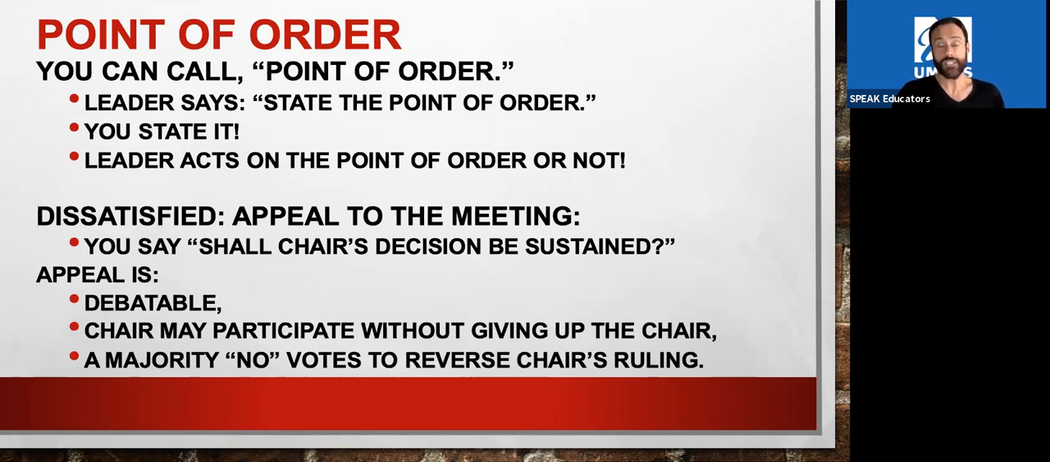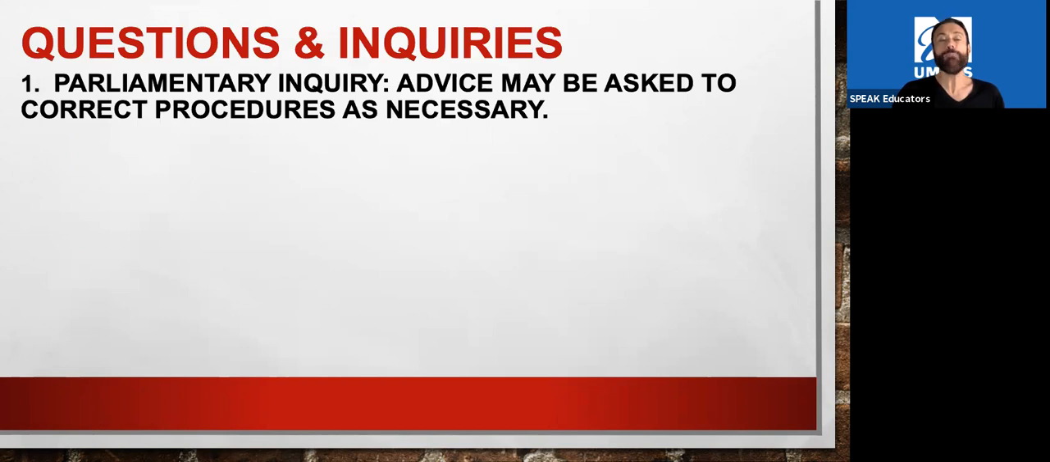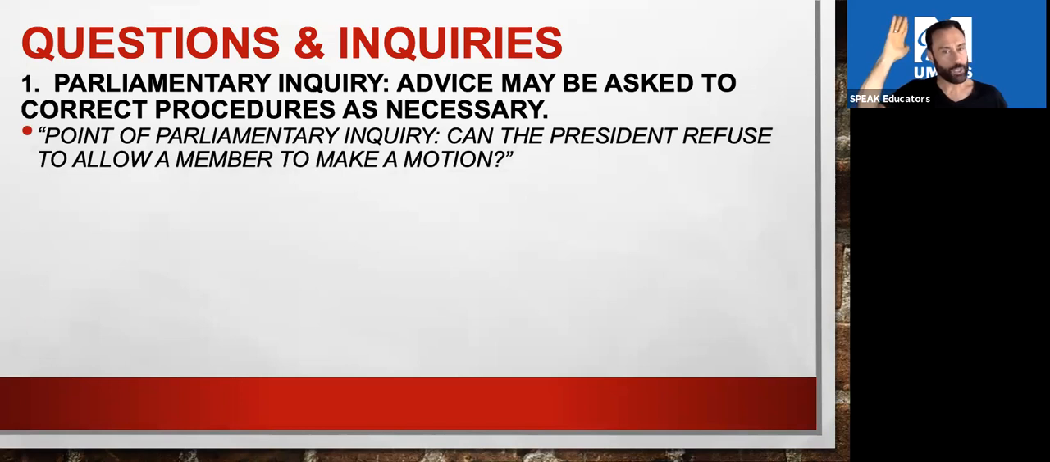The first of these is calling a point of parliamentary inquiry. That's where advice can be asked about the correct procedures as necessary. Let's say, for example, the president of the organization refuses to allow a motion from the floor. A member says, I move that we allocate $50 to the Biology Honor Society. And the president says, no, I don't like that motion. I'm not going to hear that. You could call point of parliamentary inquiry. Can the president just refuse to allow a member to make a motion, right?